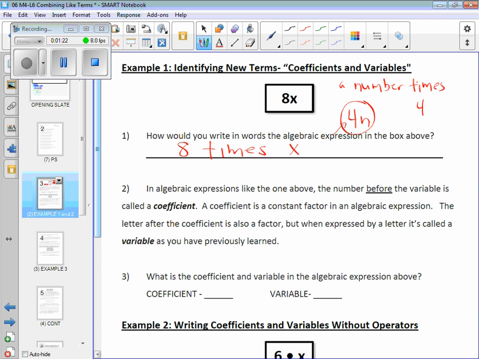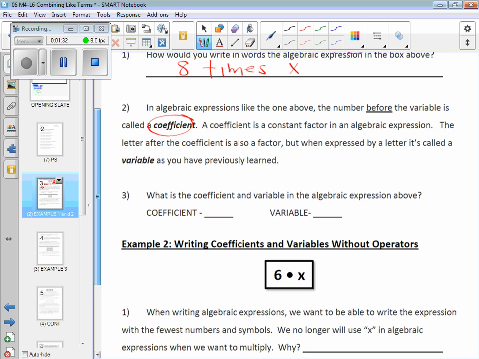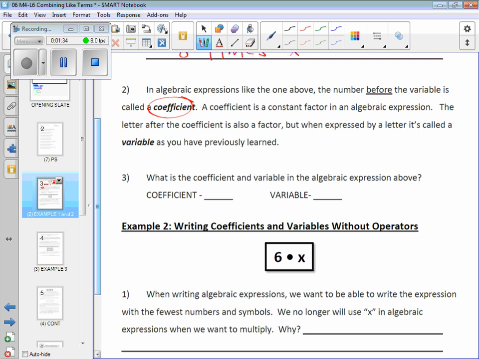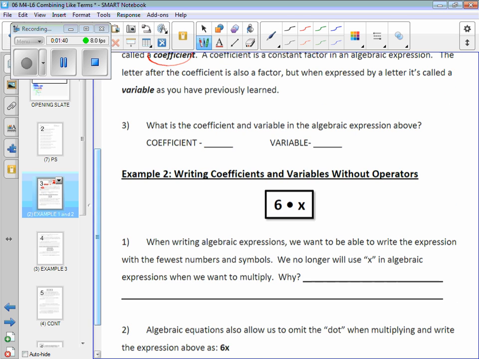All right? So as I mentioned, the number that precedes the variable is called a coefficient. Everybody say that. Coefficient. You're going to hear it an awful lot over the next couple weeks. And of course, the letter after is called the variable. Everybody say variable. Variable. So in the example, 8x, what's the coefficient and what's the variable? Franco, what's the coefficient? 8. And the variable? X. Very good. All right, let's build further.